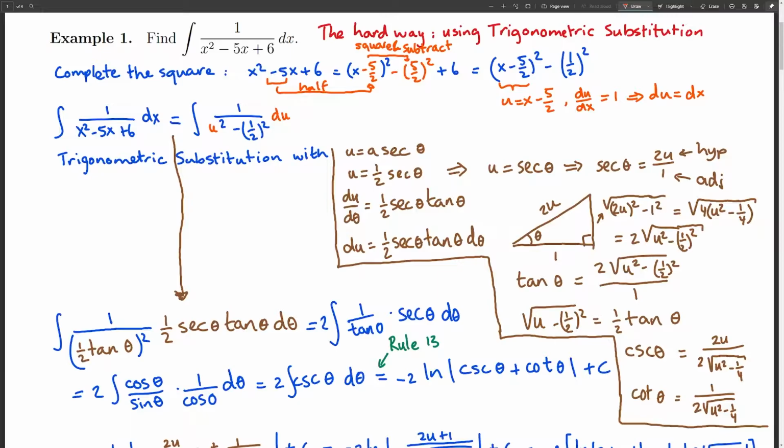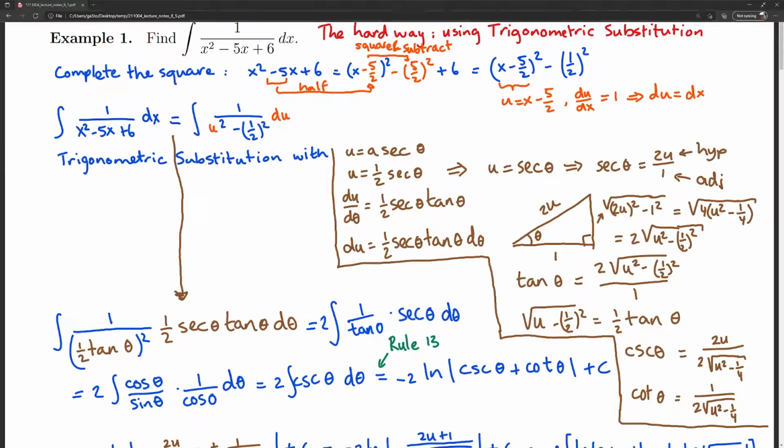We then used trigonometric substitution with the substitution u equals 1/2 secant theta, and that led to the following right triangle, where we saw that tangent is equal to 2 times square root of u squared minus 1/2 squared over 1. We then used all of that to convert this u integral into a theta integral. And after some simplification, we found that the integral simplified to 2 times the antiderivative of cosecant theta d theta.